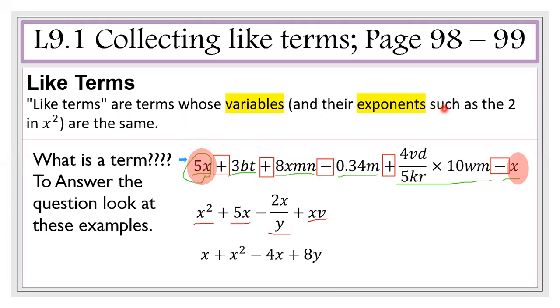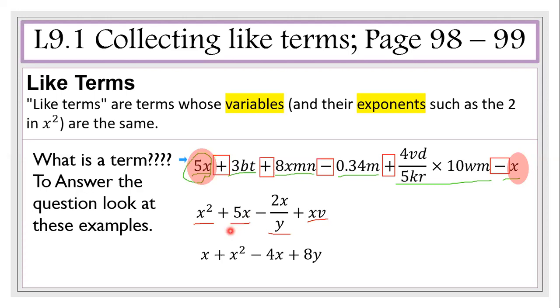Regardless of the number, I don't care about the numbers. Let's look at the second example. In the second example, do you have any like terms? Jad, do you have any like terms here? Yes. Where are they, if yes?